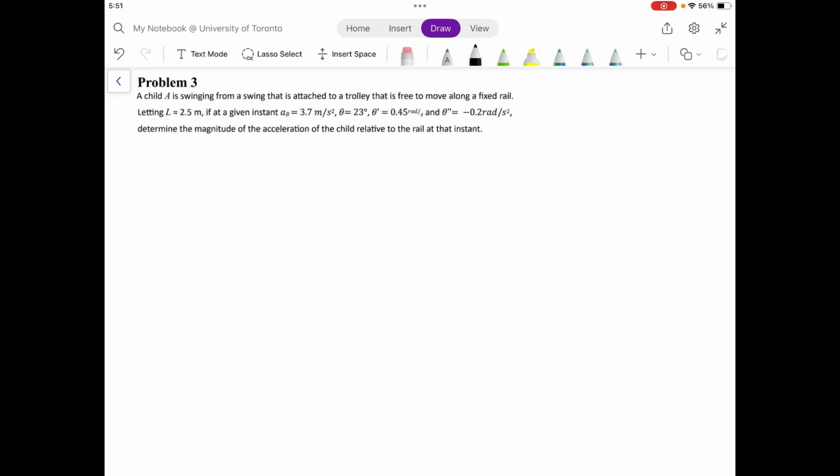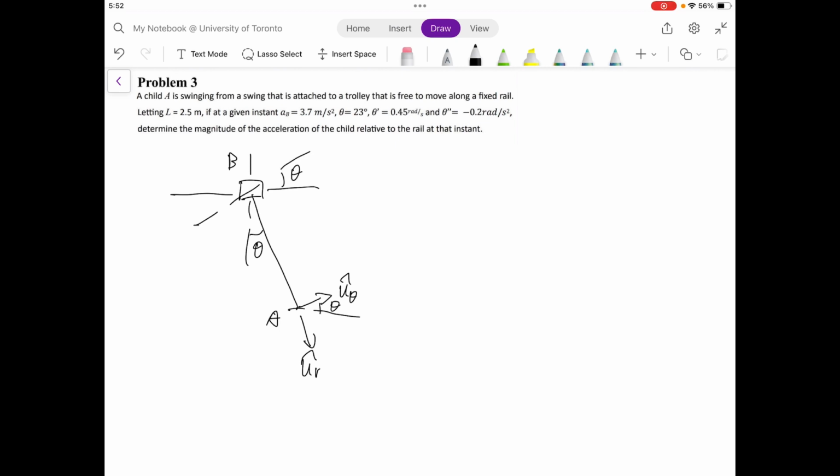A child A is swinging from a swing that is attached to a trolley that is free to move along a fixed rail. We can draw a diagram. Here's our trolley, here's B, and here's our rail. And here's the swing, and the child is at point A. We can define a cylindrical coordinate at point A. So here's our U_r, here's U_theta. So here's theta. Here's L.